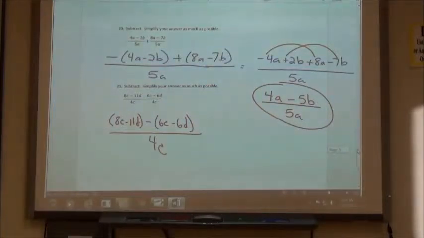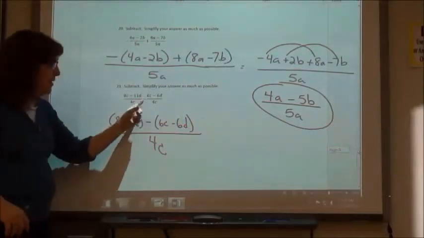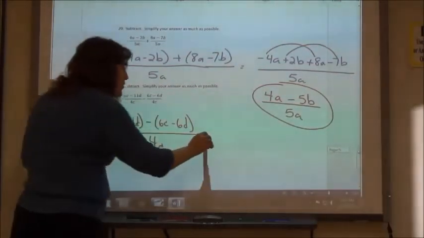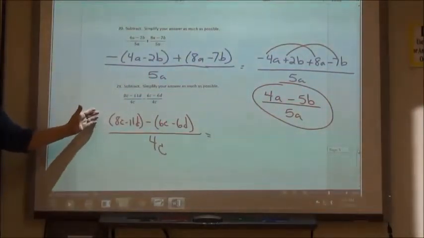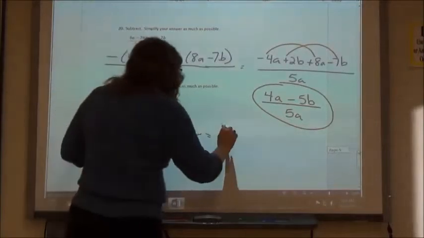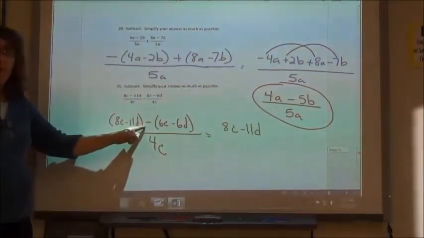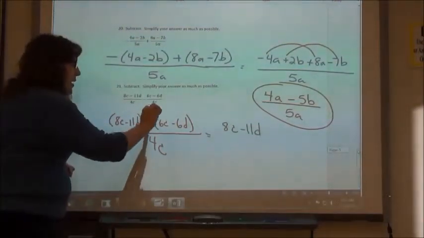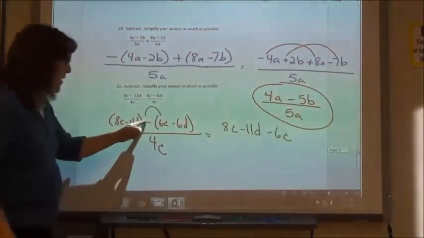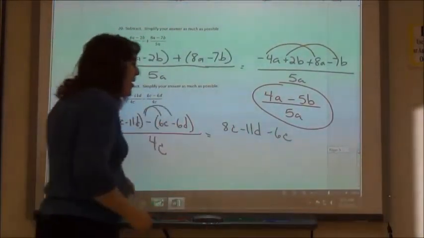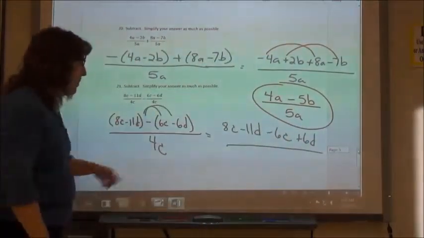So first I just wrote it, parentheses around the first one. There wasn't any sign in front, then a minus sign, and then parentheses around the second one. So when I get rid of my parentheses, nothing's going to change on the first part. There's really a +1 in front, but we don't need it. So that's still going to stay 8c minus 11d. On my second one, that has a minus sign in front. Negative times a positive is going to make that negative 6c. Negative times a negative is going to make that a positive 6d. On the bottom, we have our 4c.